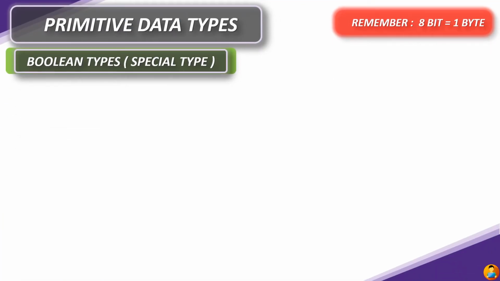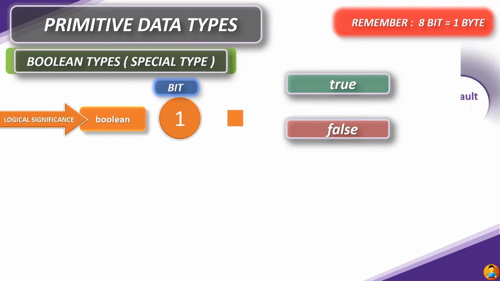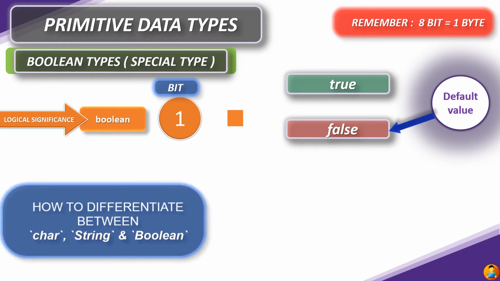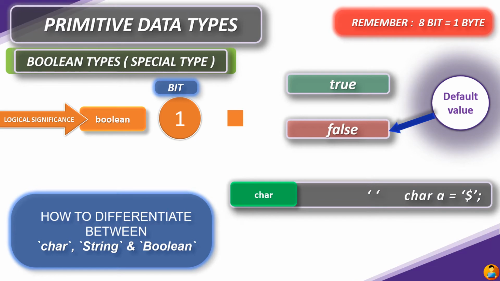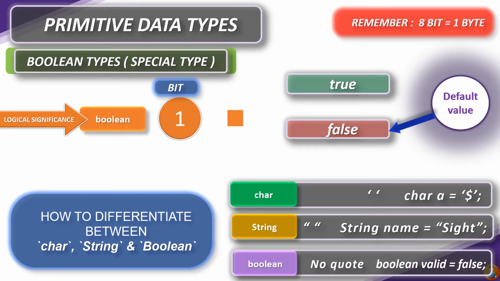Boolean is a specially designed data type in Java. Its value can either be true or false, and its size is just 1 bit. Moreover, if any value is not assigned, then the default value of Boolean is false. Now one might think about how to differentiate char, string, and Boolean. Char is usually enclosed within a single quote. The string is mainly enclosed within the double quote, and Boolean has no quotes around true and false.